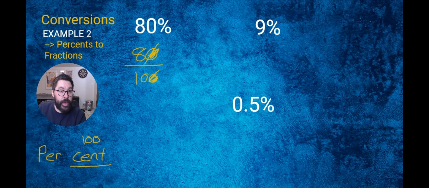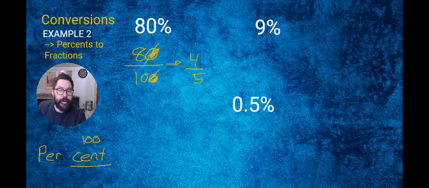That leaves us with 8 over 10. That can actually still be simplified. 2 goes into both numbers, so if you divide 8 by 2, you get 4. And we do the same at the bottom. We divide it by 2 and we get 5. So 80% is the same as 80 over 100. It's the same as 8 over 10. It's the same as 4 over 5. Okay, they're all ways of writing 80%, 4 over 5 being the simplest.